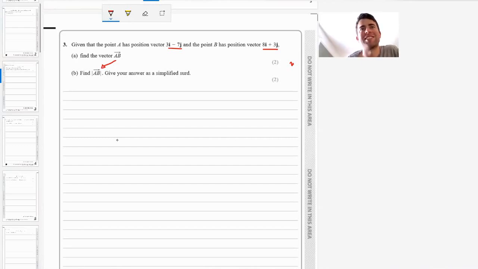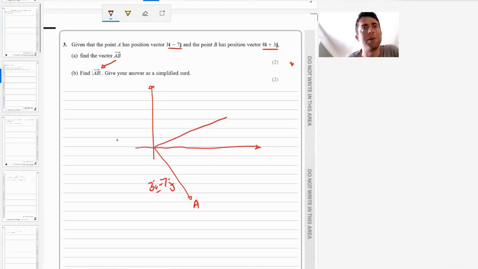I'm thinking a sketch is necessary here as well. We might as well draw it on some axes so we know where the origin is. We've got A is 3 - 7, so down here somewhere, to get to A, and B is over here somewhere, 8 along and 3 up. 8i plus 3j.